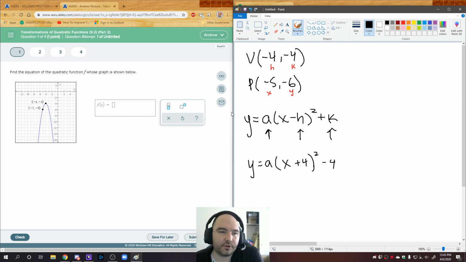So please make sure when you enter the h value, you're writing kind of the opposite of what the h value is, so to speak. Okay, from here we need to find the a value. So how do we find the a value?